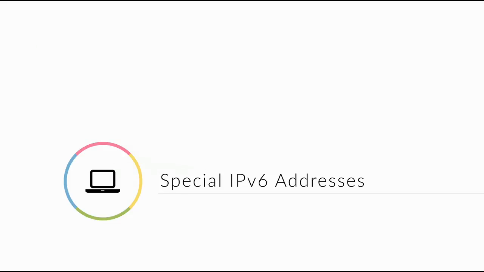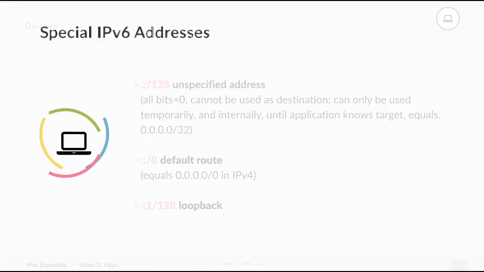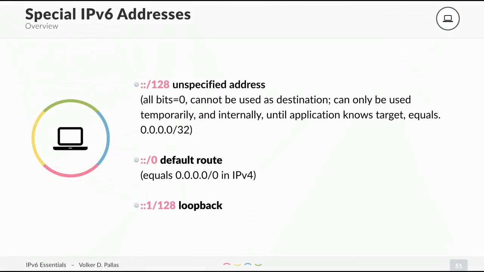In IPv6, we have special addresses. Let's have a look at them. First, there is the unspecified address, that's ::/128. All bits are set to 0. This cannot be used as a destination. It can only be used temporarily, and I will tell you later. It is used internally sometimes until an application knows what target to use.